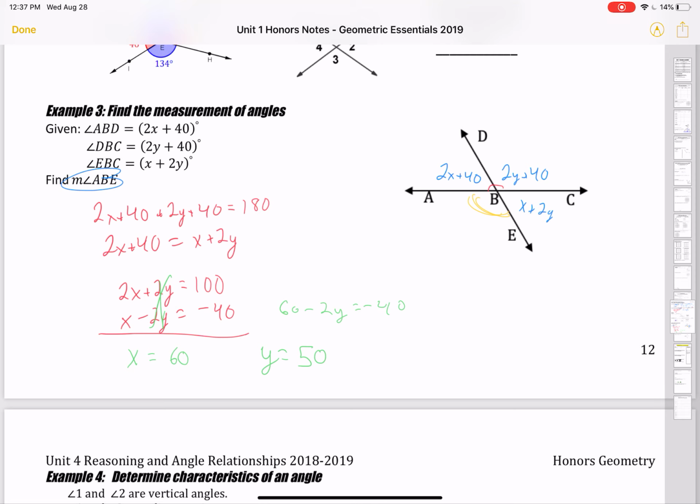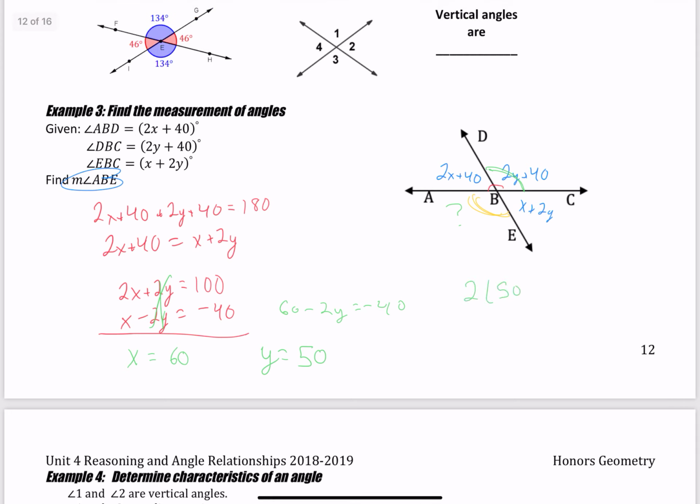So the question is, what is the measure of angle ABE? Well, I don't know, but I know whatever DBC has to be, ABE is going to be the same because they're vertical angles. So I just got to evaluate 2y plus 40. So every time I see a y, I'm going to plug in 50. And I'm going to get 140 degrees. So the measure of angle ABE equals 140 degrees.